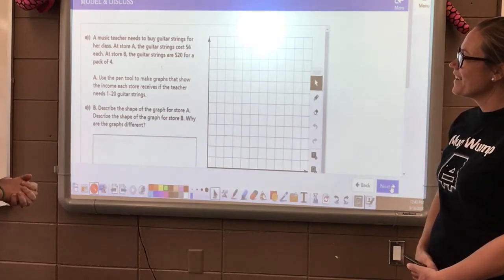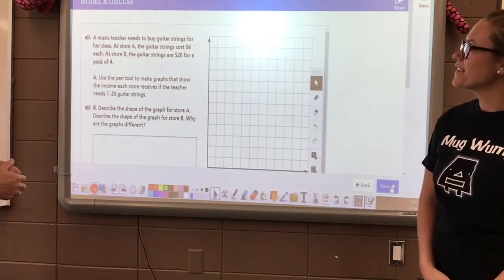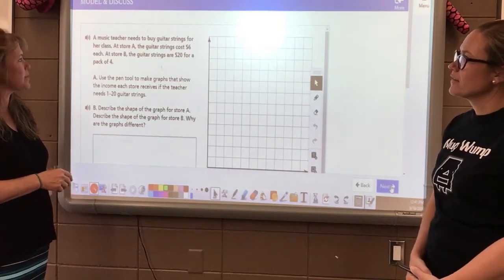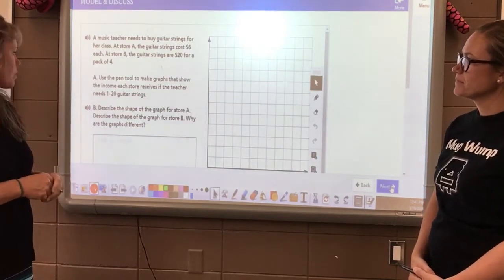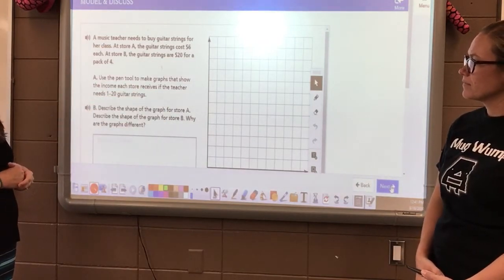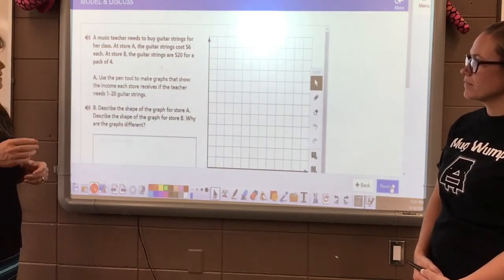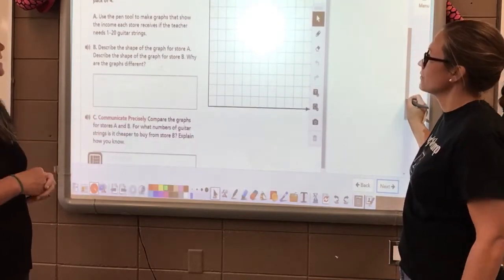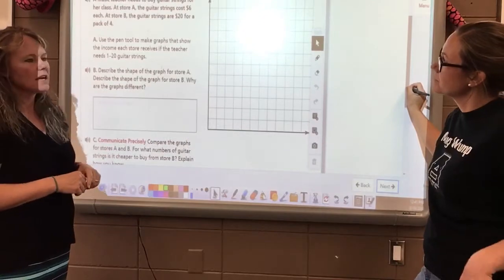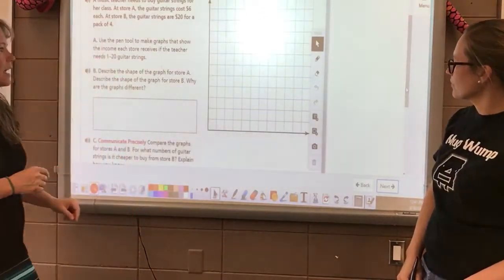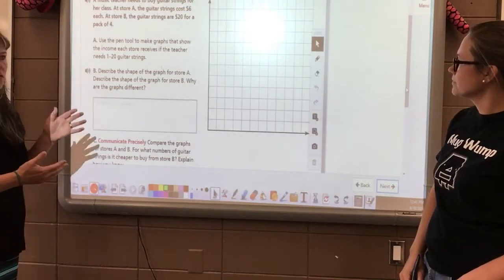Okay. A music teacher needs to buy guitar strings for a class. At one store, the guitar string costs $6. At this other store, it's $20 for a pack of 4. So what we need to do is use the pen tool and make graphs that show the income each store receives if the teacher needs 1 or all the way through 20 guitar strings. So they give you a little graphing space. You can number it out how you want and maybe use different colors for the different stores.